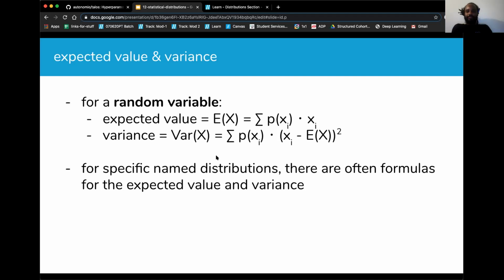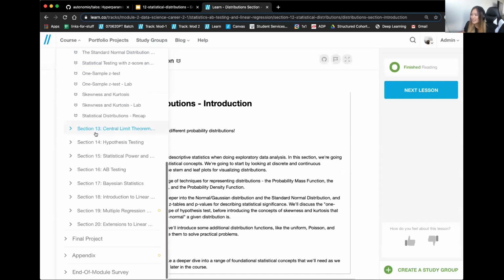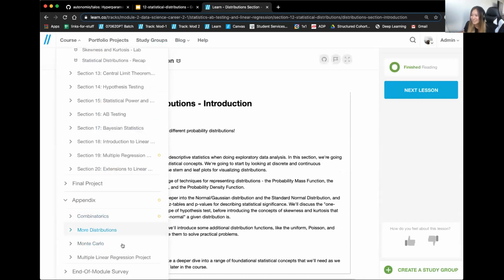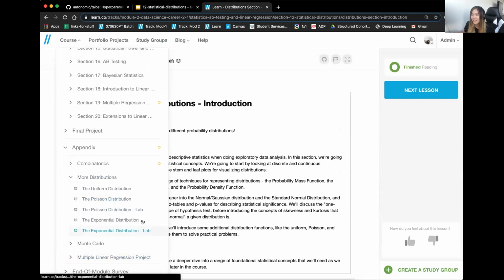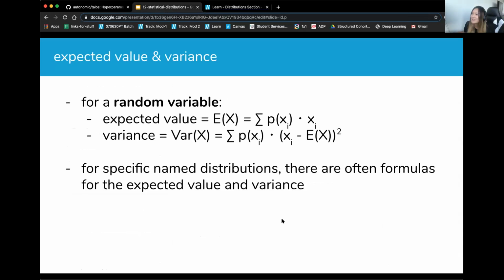The dice roll is a uniform variable, which, if anyone's interested, lives in the appendix under more distributions. There are other distributions that exist, not super relevant, but if you want to read about them, the dice roll is an example of a uniform distribution. Got it. Thank you. Awesome. Anything else?